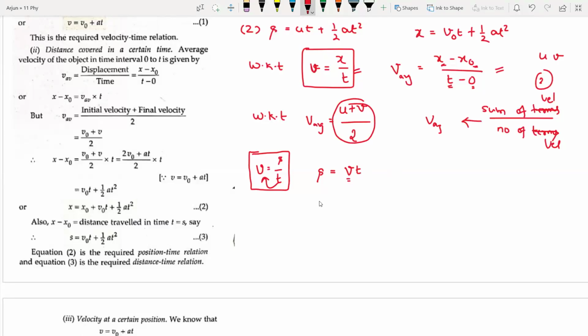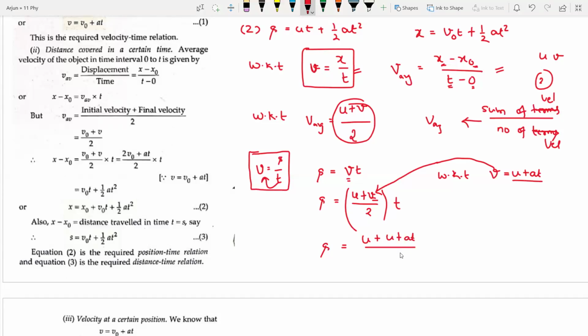If you substitute, it becomes s is equal to, instead of v you can substitute u plus v by 2 multiplied with time. Now we know that from the first equation of motion, v is equal to u plus at. Substitute that v is equal to u plus at here. If you substitute, it becomes s is equal to u plus, this v is there, instead of v you can substitute u plus at upon 2 multiplied with time.